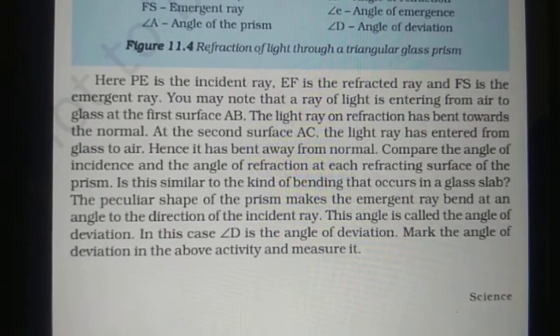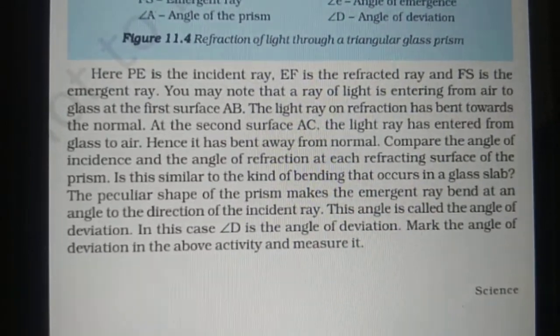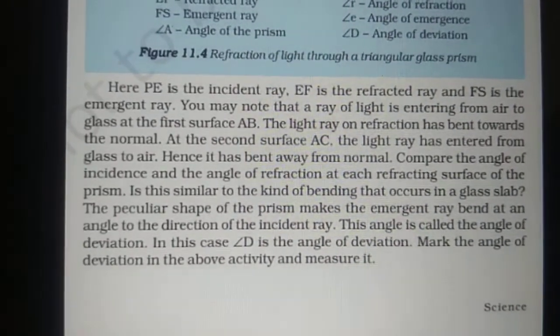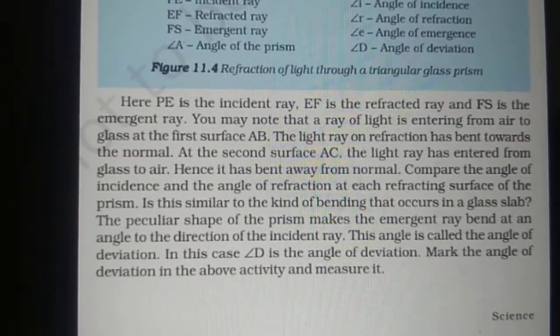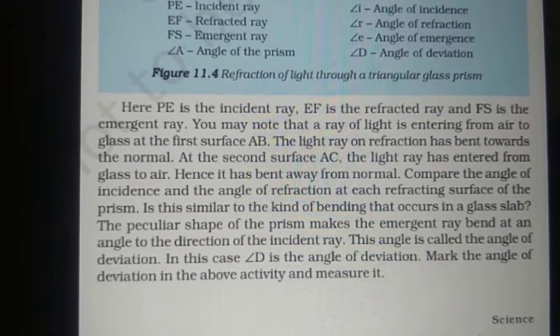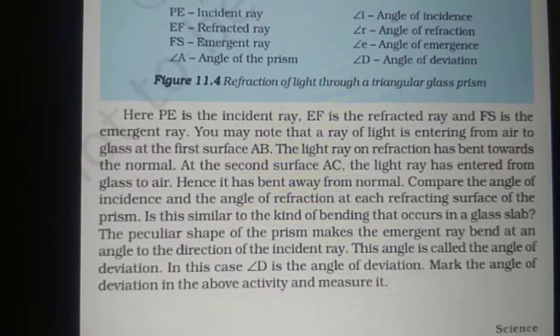You have seen two angles. When you draw the normal, you have seen one has gone inside towards the normal and one has gone away from the normal. So this way two rays are there, always. Now, is this a similar kind of bending that occurs in the glass slab? That you'll learn later on, but let's see this.